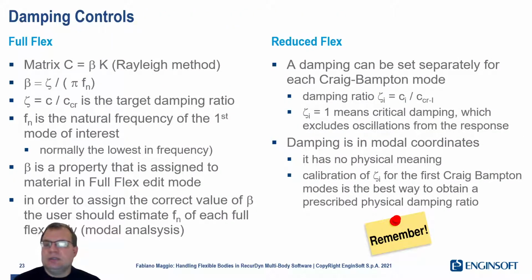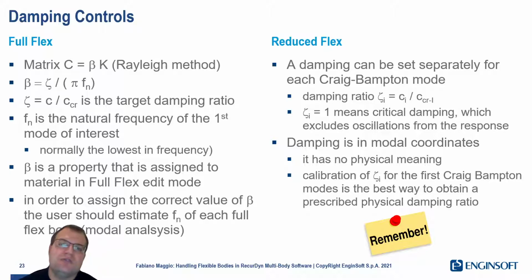For the damping controls, as said, in full flex you apply the Rayleigh method, and there is nothing to say about this. It's a well-known approach. You calculate the beta coefficient depending on the damping ratio you want to have at a certain frequency, and this beta coefficient is inserted in RecurDyn among the material properties. This method is not precise in the sense that it makes sure that the damping ratio is correct only at a given frequency, but this is everything that can be done in finite element.